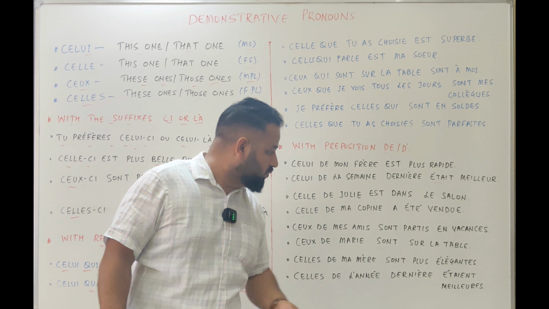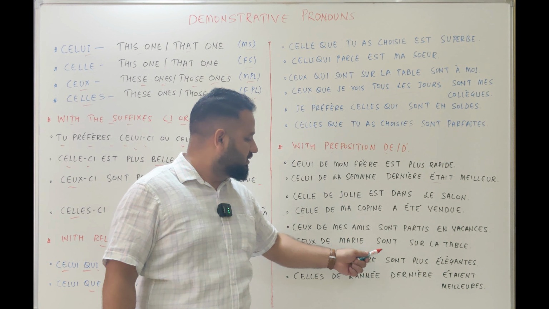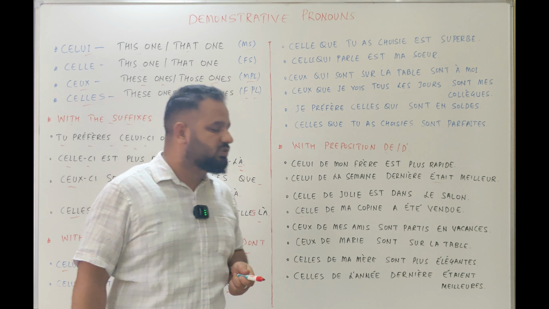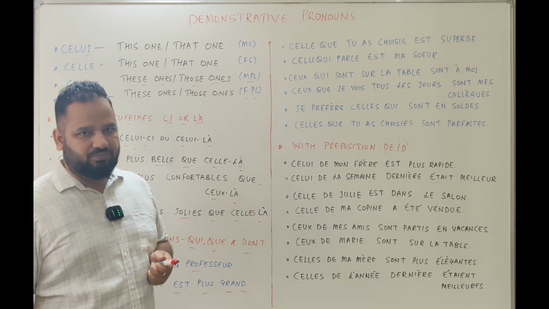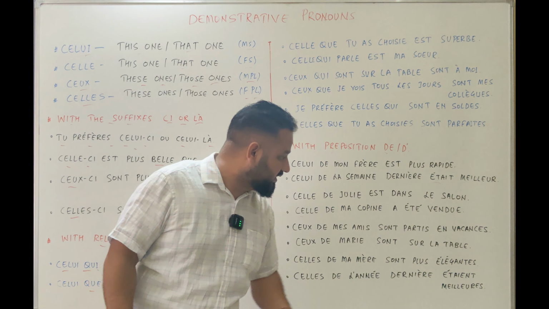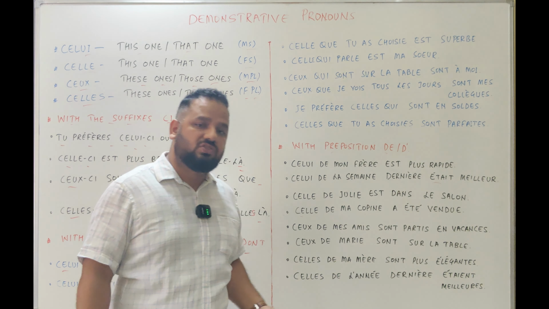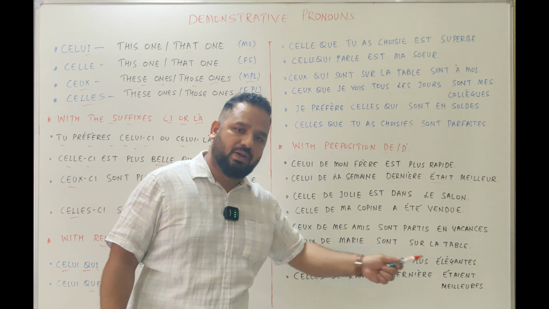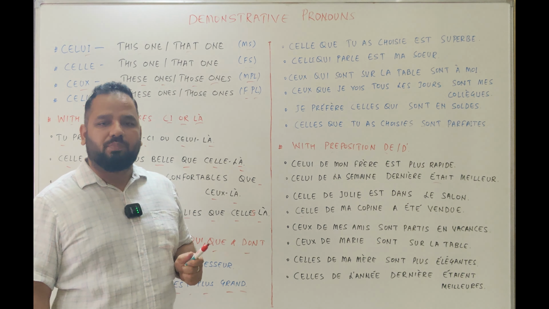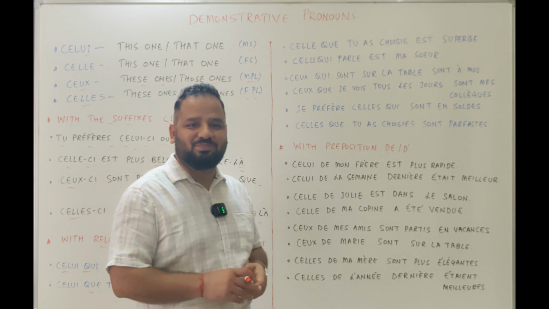Then feminine plural. Celles de ma mère sont plus élégantes. My mother's ones are more elegant. Celles de ma mère sont plus élégantes. Last example. Celles de l'année dernière étaient meilleures. Last year's ones were better. This is feminine plural. I hope all these are clear.